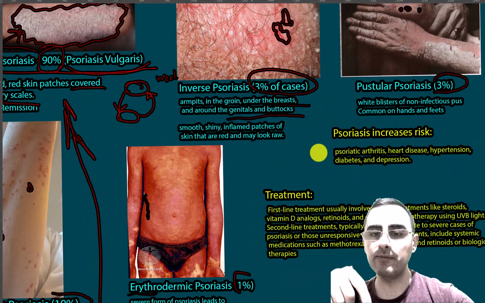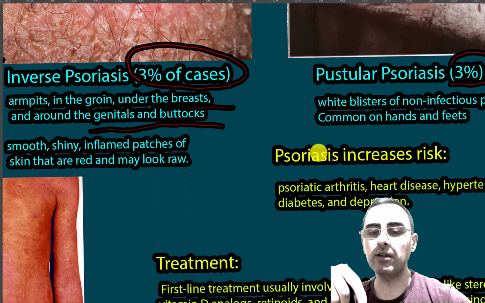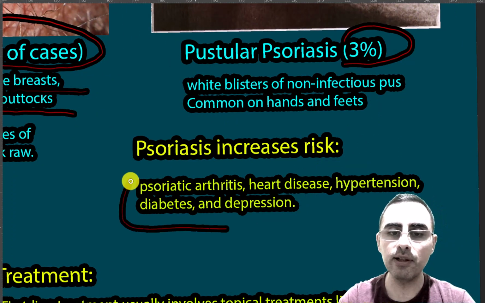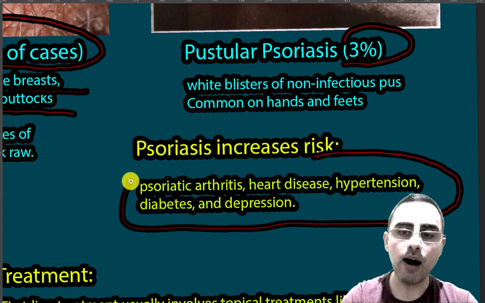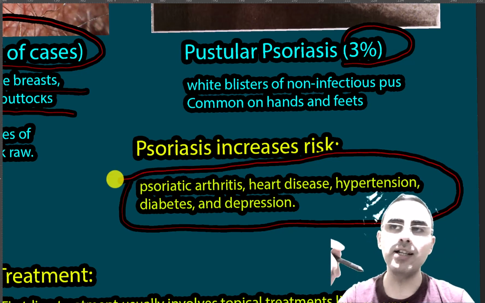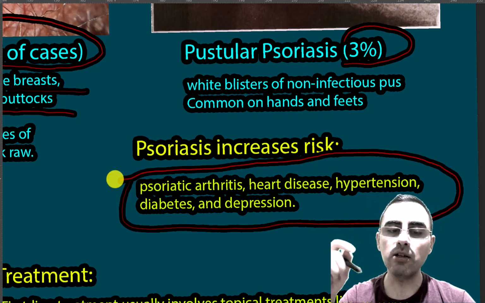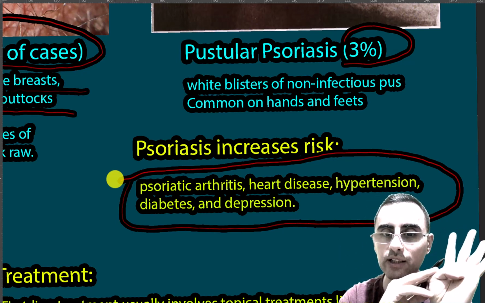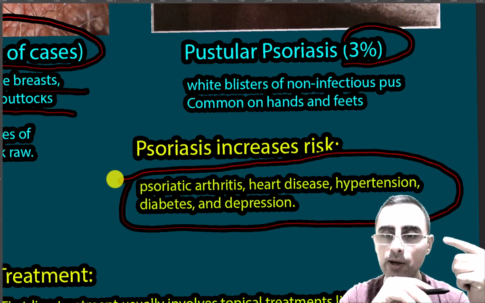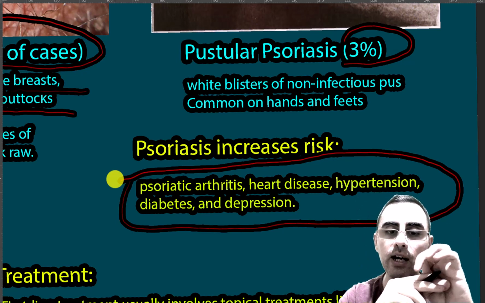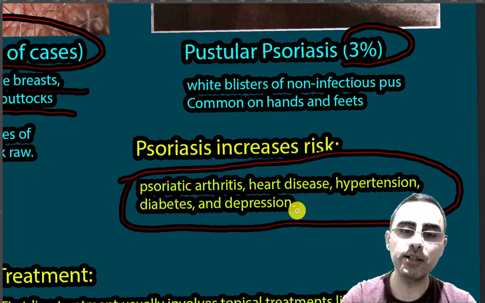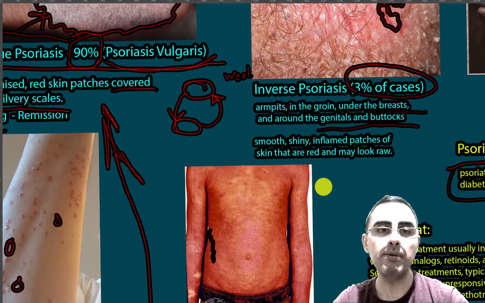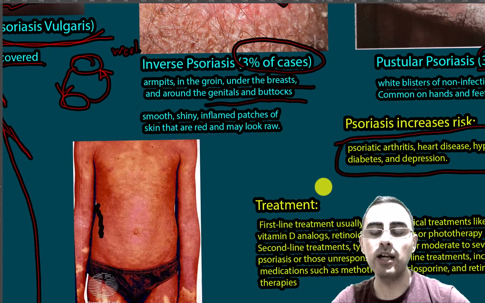flare-ups return again. Psoriasis is also important because it increases the risk of other diseases, for example, psoriatic arthritis, heart disease, hypertension, diabetes, and depression. So psoriasis increases the risk of heart disease. That's why it's important. It's an independent risk also, and hypertension, diabetes, and depression, because such symptoms are very debilitating for people, and it can cause depression.